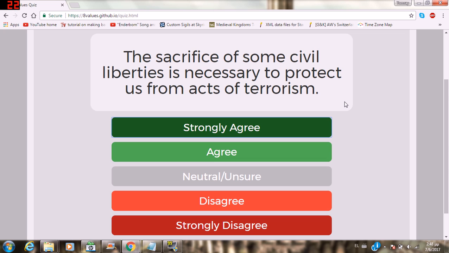The sacrifice of some civil liberties is necessary to protect us from acts of terrorism. You see, here's the thing. If I am to stand on principle, I would have to disagree with this. But in the current situation, it might very well be necessary. But I'm gonna stand on principle on this question. I really am.